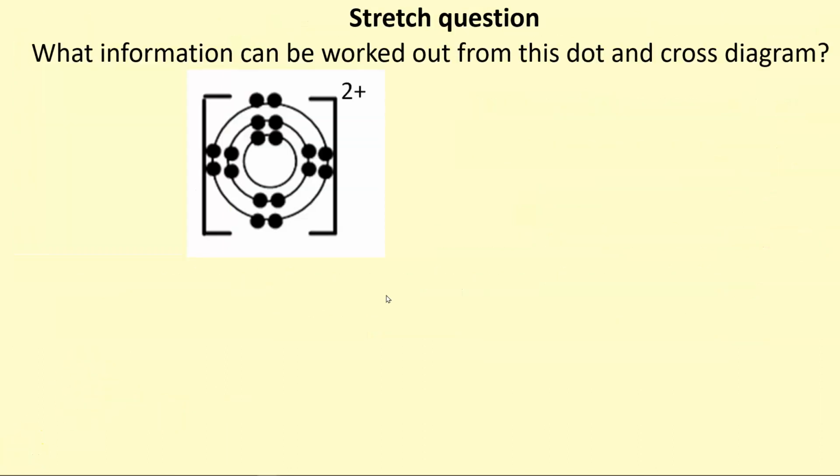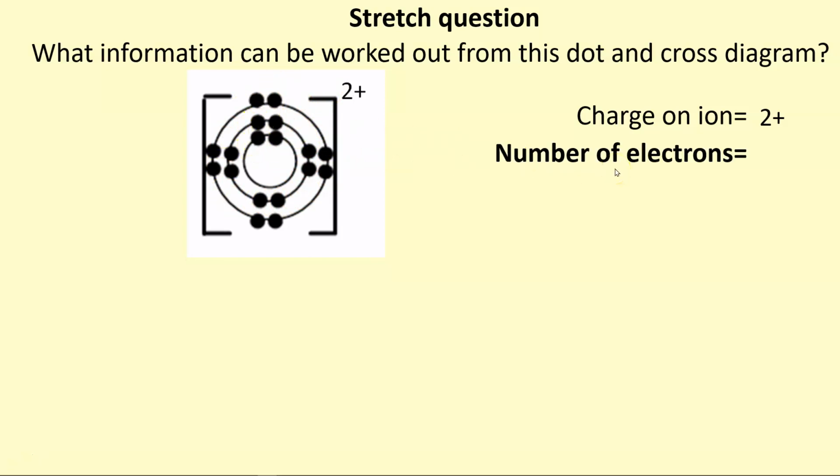What information can be shown from this dot and cross diagram? Well, in the top right we can see the charge on the ion. So that would be one thing we could mention. So the charge is 2 plus. We could calculate the number of electrons by counting the electrons in each of the shells. 2 plus 8 plus 8, giving you 18 electrons.